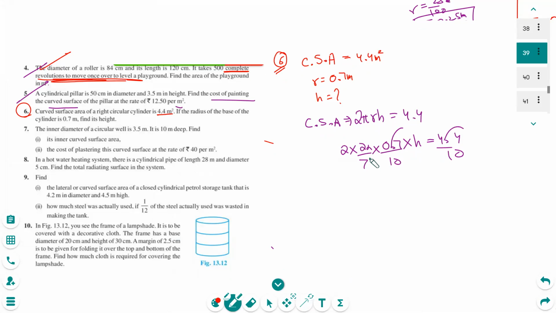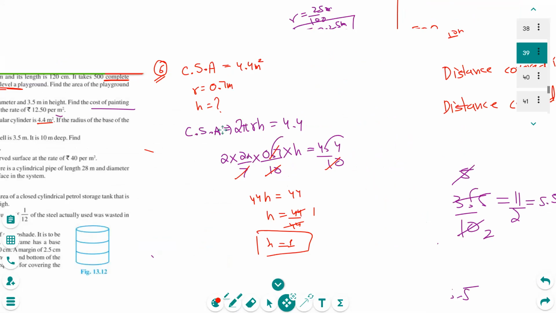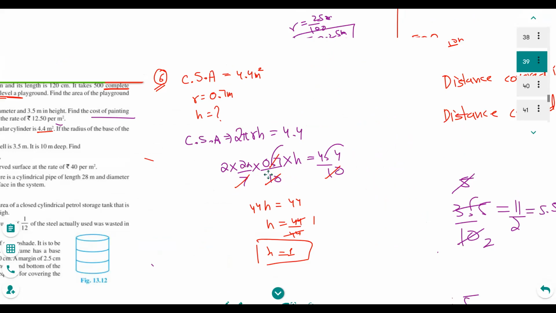So let's cancel out 7 with 7. You can cancel out 10 with 10 also if you want, because this 10 will come here and it will be in multiplication. You can do it in this way. This will make your stuff easy. Now 2 times 22 is 44h. It is 44 here. H is 44 by 44. That is 1. That is the easiest part of mathematics, the whole universe for me actually. I think it should be for you now, right?